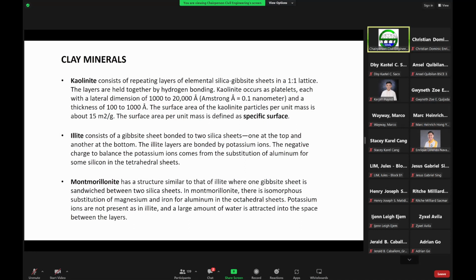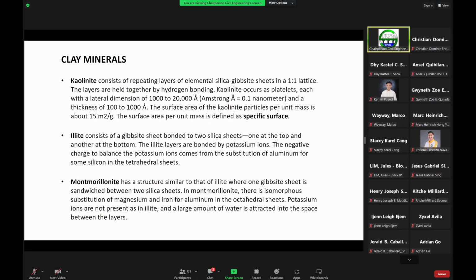So potassium ions are not present as in illite. In the case of montmorillonite, a large amount of water is attracted into the space between the layers of this montmorillonite clay, which gives it its expansive nature. So basically, when we have a clay sample, I always think of whether it is a kaolinite clay, an illite clay, or a montmorillonite clay.